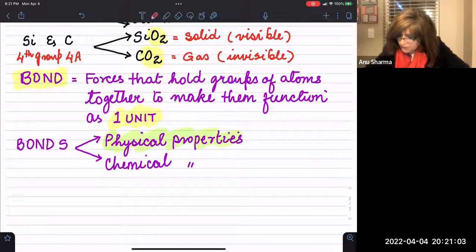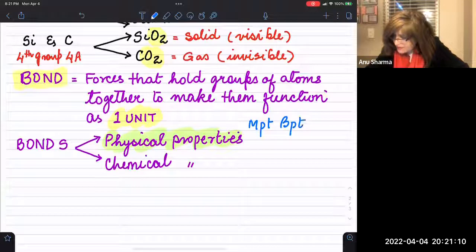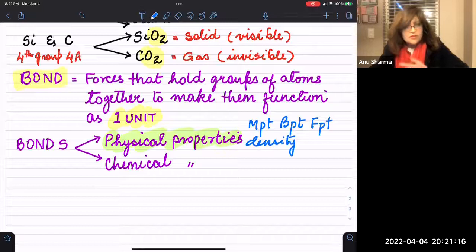The physical properties, for example, are such as the melting point of a substance, the boiling point, the freezing point, the density of the substance, how a substance looks and feels, all those basic things, the specific heat, the solubility of the substance, all that depends on the bonds.